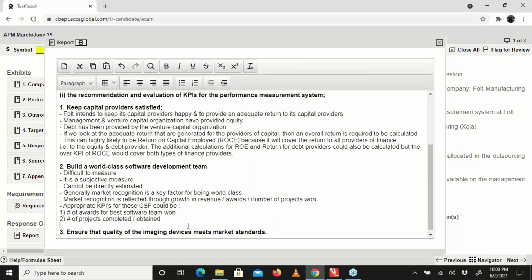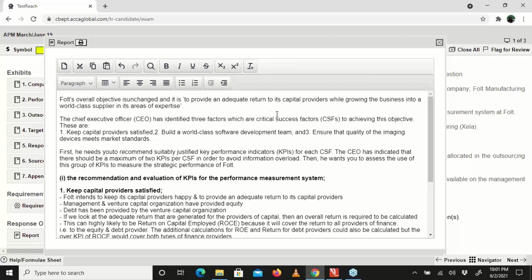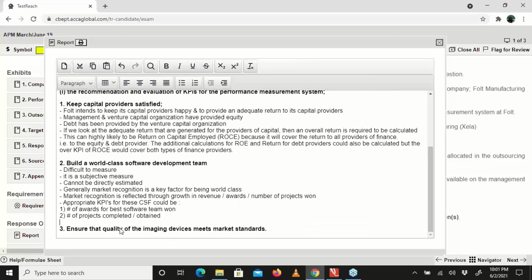I could have put in more performance measures here, but I'm not introducing more, the reason being that the examiner has specifically mentioned that you have to mention two. So let's see what is there in the business: to provide an adequate return to its capital providers while growing the business into a world-class supplier in its area of expertise. Ensure that quality of the imaging devices meets the market.